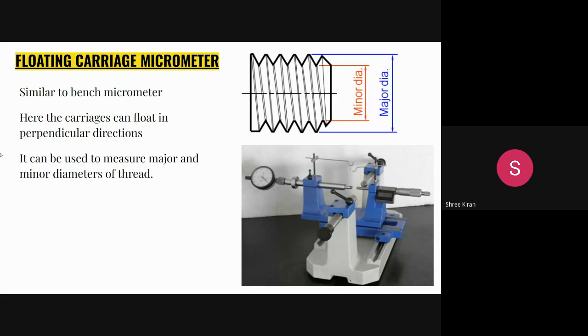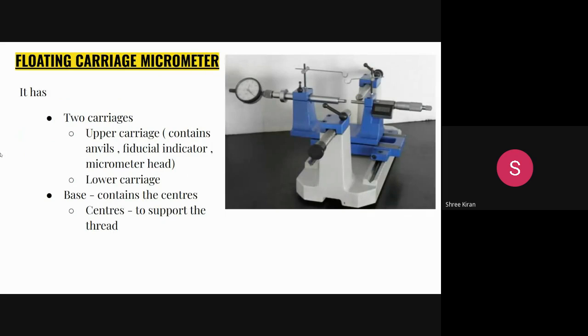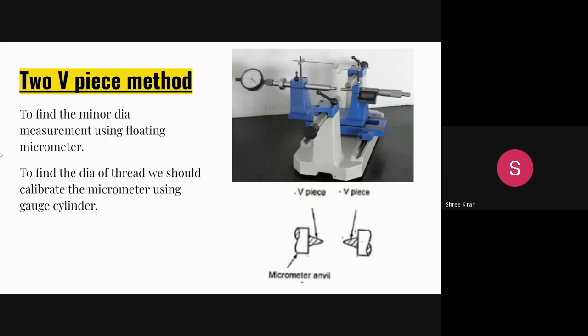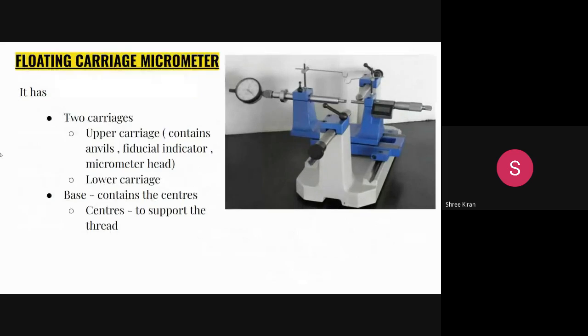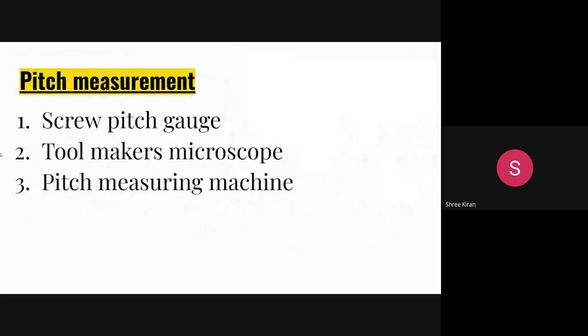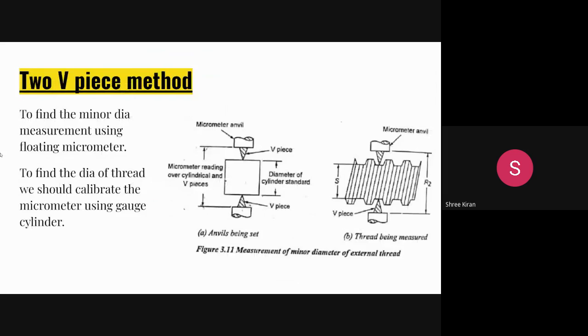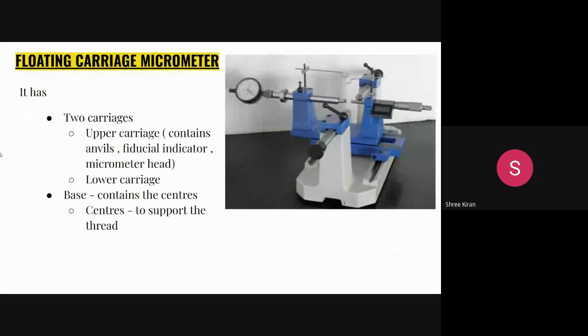So the floating carriage micrometer is similar to the bench micrometer. Here the carriages can float in perpendicular directions. It can be used to measure the major and minor diameters of the thread. Then we have a floating upper carriage and lower carriage. Two-wire and three-wire methods are available. In this floating gauge measurement, we have two carriages. The upper carriage contains the anvils, fiducial indicator, and micrometer. The lower carriage, which comes immediately above the base, contains the center support.